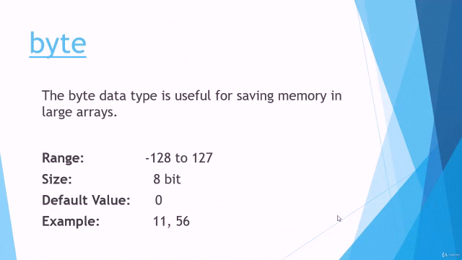The second is byte. The byte data type is useful for saving memory in large arrays. The size of the byte is 8 bits and its range is only from -128 to 127. You can only store values between -128 and 127. At 127, when you add 1, it automatically starts again from -128. The default value of a byte variable is 0. For example, 11 and 56 are examples of the byte data type.